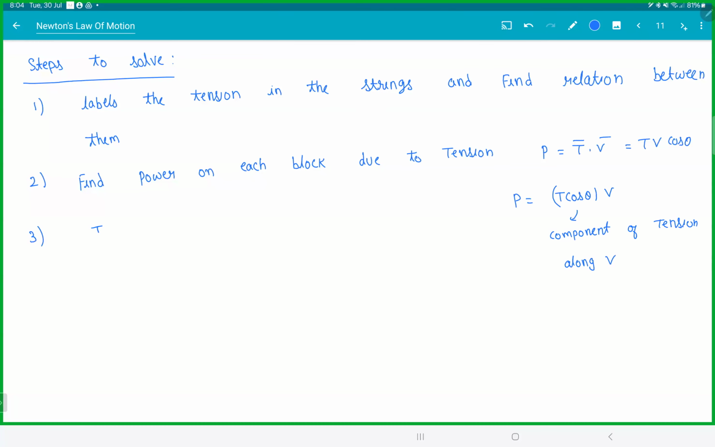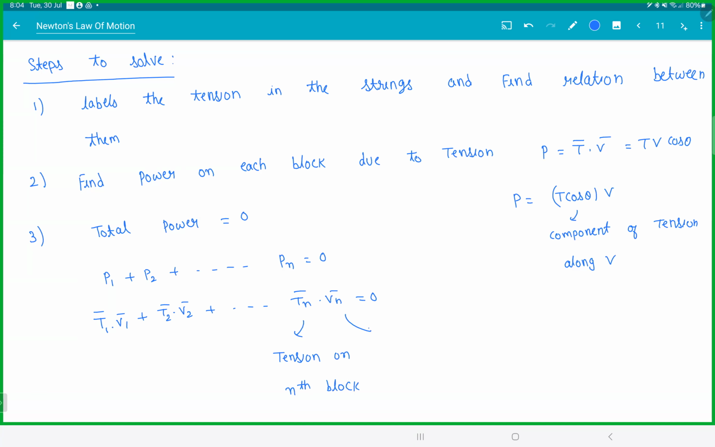Third, total power is 0. Because strings cannot consume any energy, total power is 0. So the power will be P1 plus P2 and so on. If there are n strings, total power is 0. T1 bar dot V1 bar plus T2 bar dot V2 bar plus so on, Tn bar dot Vn bar is 0. Tn is the tension on the nth block. If there are n blocks and n strings, Vn is the velocity of the nth block.